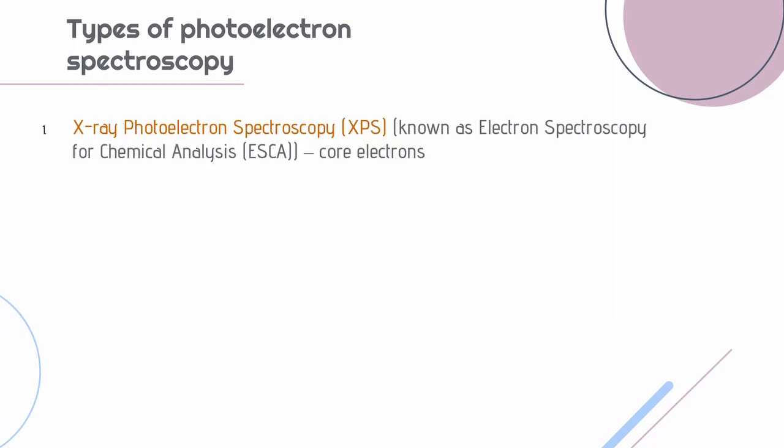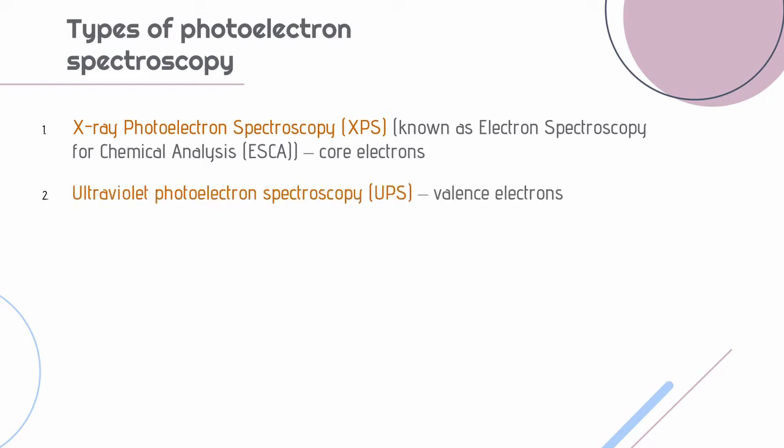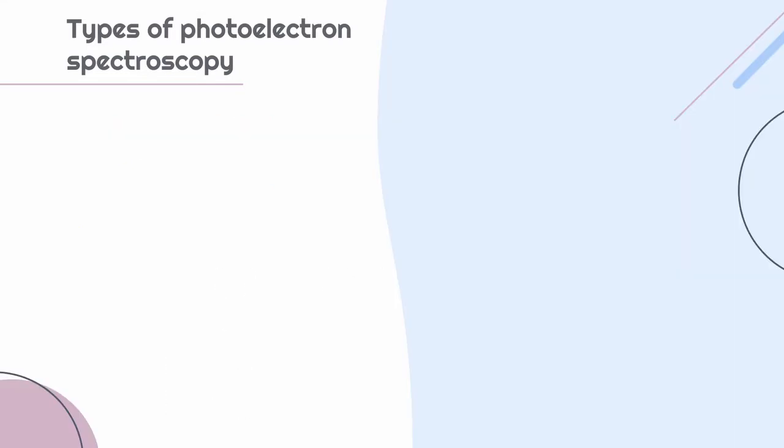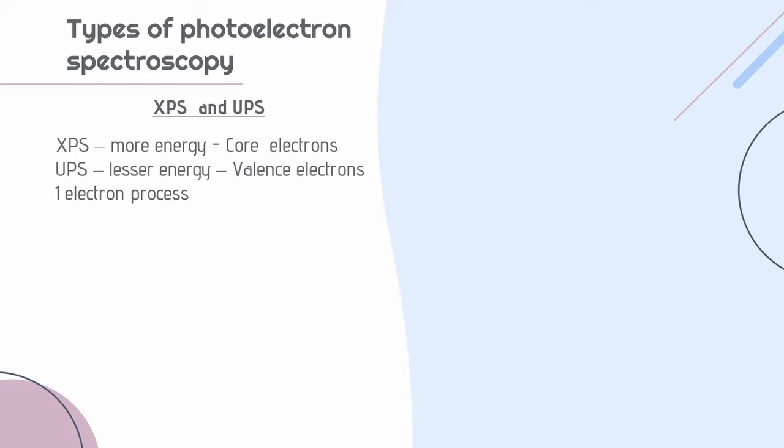X-ray photoelectron spectroscopy, or XPS, deals with core electrons of an atom. Ultraviolet photoelectron spectroscopy, or UPS, deals with valence electrons of an atom. And we'll also discuss Auger electron spectroscopy, or AES. We know that X-ray has greater energy than UV rays. So in X-ray spectroscopy, an X-ray knocks out a core electron of an atom, while in UV spectroscopy, the UV radiations knock out the valence electrons.